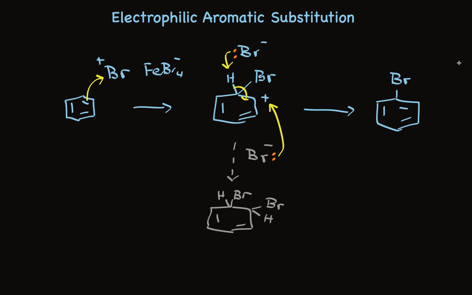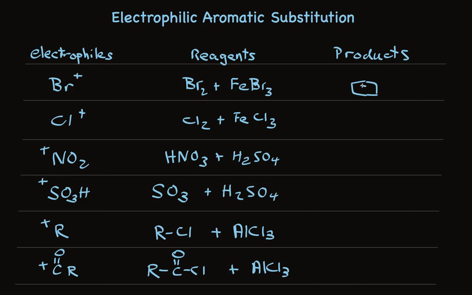Electrophilic aromatic substitution. A two-step reaction where an electrophile adds to the aromatic ring, disrupting the aromaticity, but then losing a proton in the second step to regenerate the aromaticity. This does not happen. Okay, so let's go back and look at our table and see what exactly the products will be for the electrophiles that we've drawn. This makes bromobenzene. This makes chlorobenzene, nitrobenzene, a compound called benzene sulfonic acid. The sulfur is attached directly to the carbon of the aromatic ring.